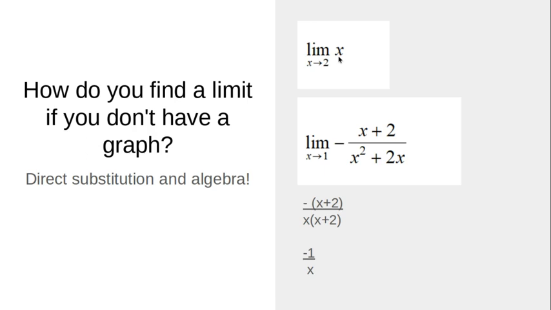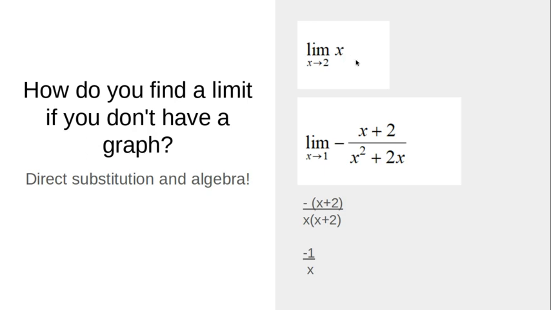So here, this first example up at the top says find the limit as x approaches 2 of the function f of x equals x. All right, so all we're going to do is take what we're trying to approach, and plug it in right here. And so 2 is equal to 2. So the limit of whatever this function is as x approaches 2 is equal to 2.